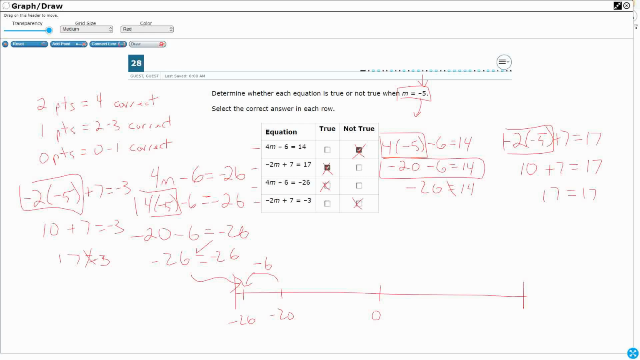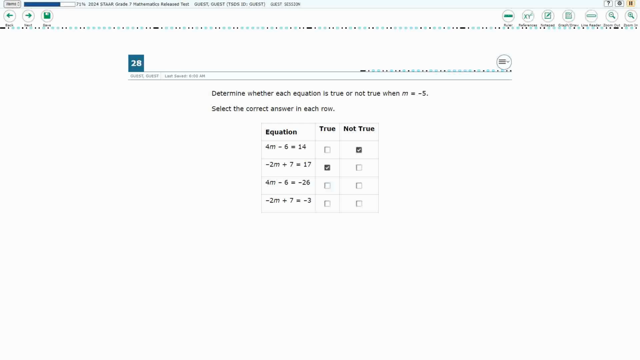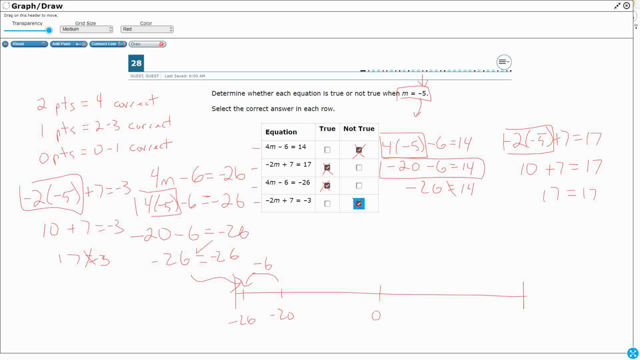It's going to be not true. Let's go ahead and put our true and our not true, and double check to make sure we got everything correct here. Yes: not true, true, true, and then not true in the final one.